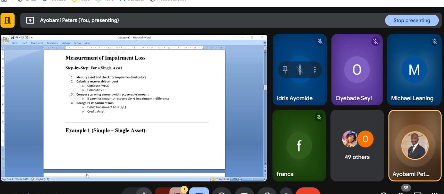And then number three, you compare the carrying amount with the recoverable value. If the carrying amount is higher than the recoverable value, there is an impairment. And how do you treat it under the single asset? That's why I said the process is the same, but the treatment is different. How do you treat impairment loss under a single asset? Number one, you debit your profit or loss account with the impairment value, debit it to your P&L, and then you credit the asset.